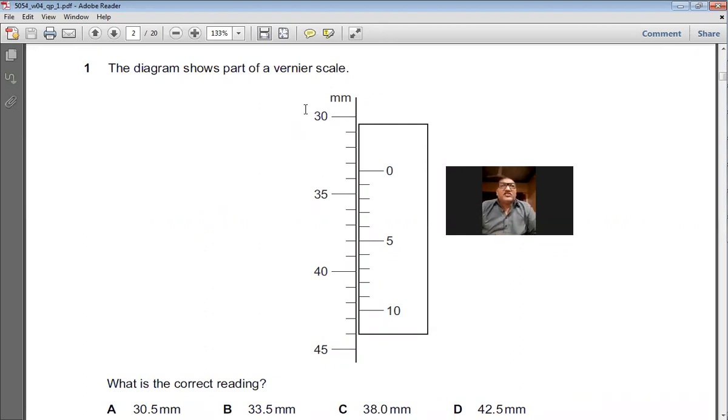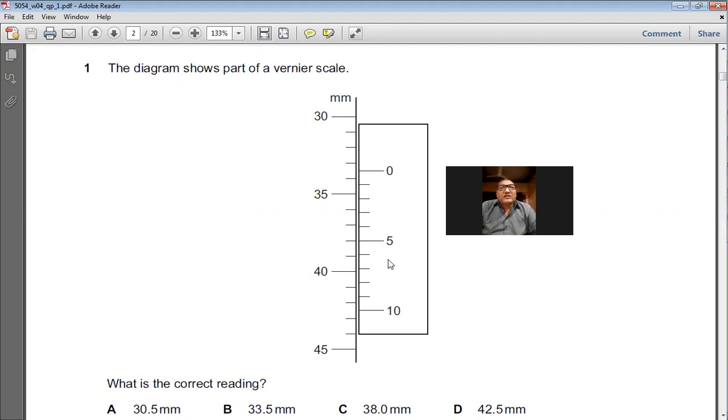You see, this is the main scale. This is the vernier scale. The methodology is we check the vernier scale 0, how much it has passed on the main scale. So this is 30, this is 35, 31, 32, 33. So it has crossed 33. So in your rough work, note down 33 point.